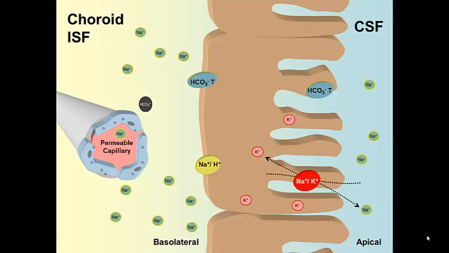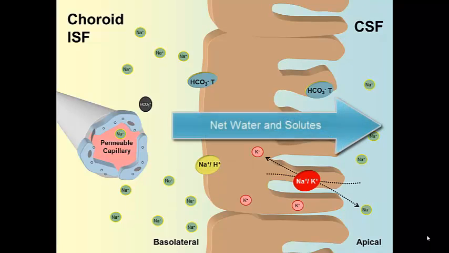The choroid plexus is enriched with capillaries that are relatively permeable, and these capillaries are providing the water and the electrolytes and other solutes that are going to ultimately comprise the cerebrospinal fluid. And so the production of the CSF involves moving those solutes selectively from the choroid ISF, which is outside of the brain fluid compartments, into the CSF.